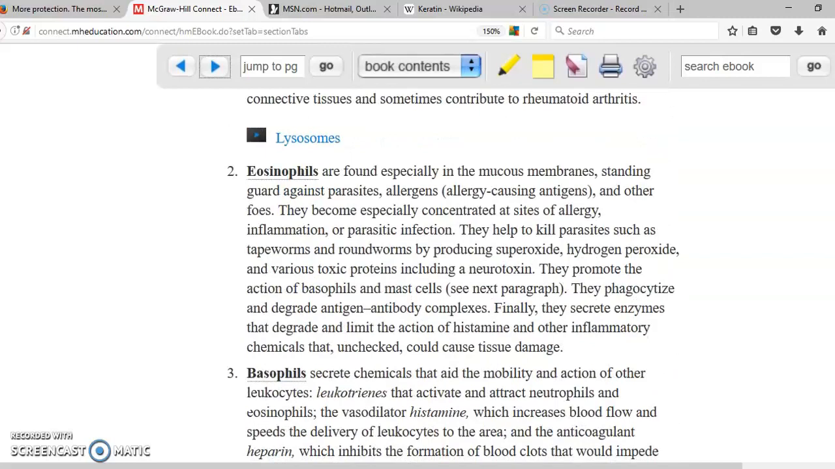Next ones that we have are going to be eosinophils. Eosinophils are specific for parasites as well as allergens. Eosinophils, for example, are important in asthma. They are going to also produce superoxide as well as hydrogen peroxide in order to destroy the parasites.